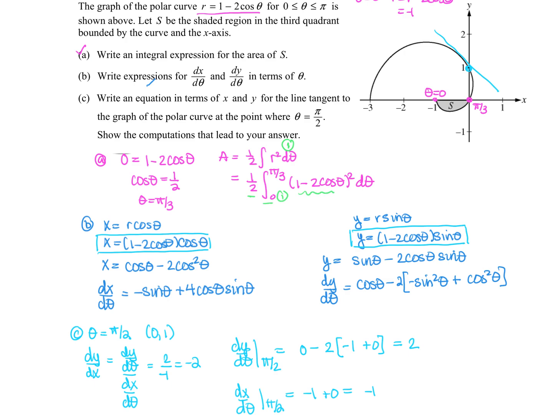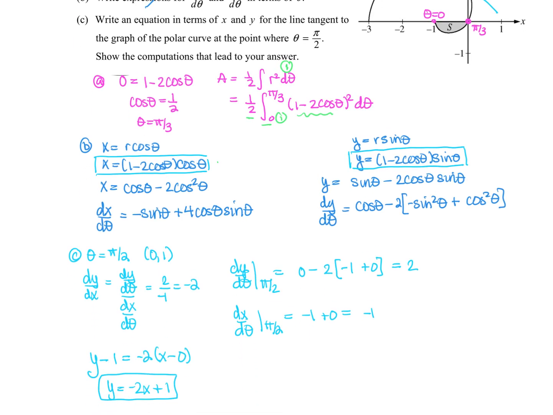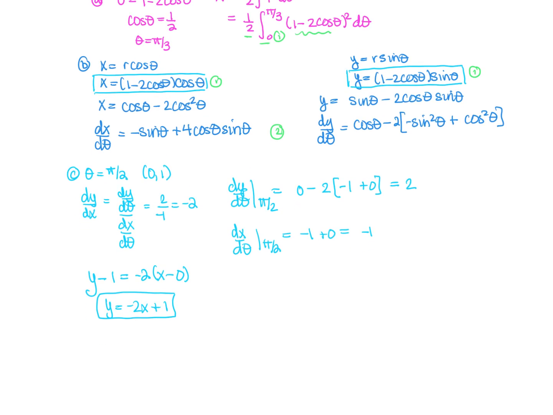B is worth 4 points. 1 point for coming up with the equation for x, 1 point for coming up with the equation of y, and then 2 for the answers. C, 3 points for this one, 1 for the values of x and y, which you could have gotten from the graph. 1 point for finding dy dx, and 1 point for writing the equation of the tangent line.